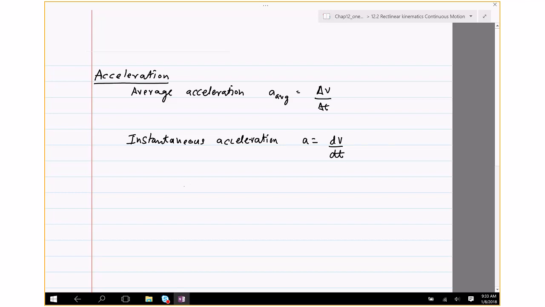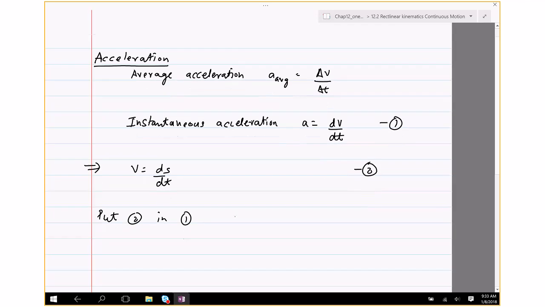Now we do know that v is ds/dt, or the instantaneous velocity is the rate of change of position. So what we can do is put 2 in 1 to get a equals d squared s by dt squared. So in other words, the acceleration is the second derivative of the position.